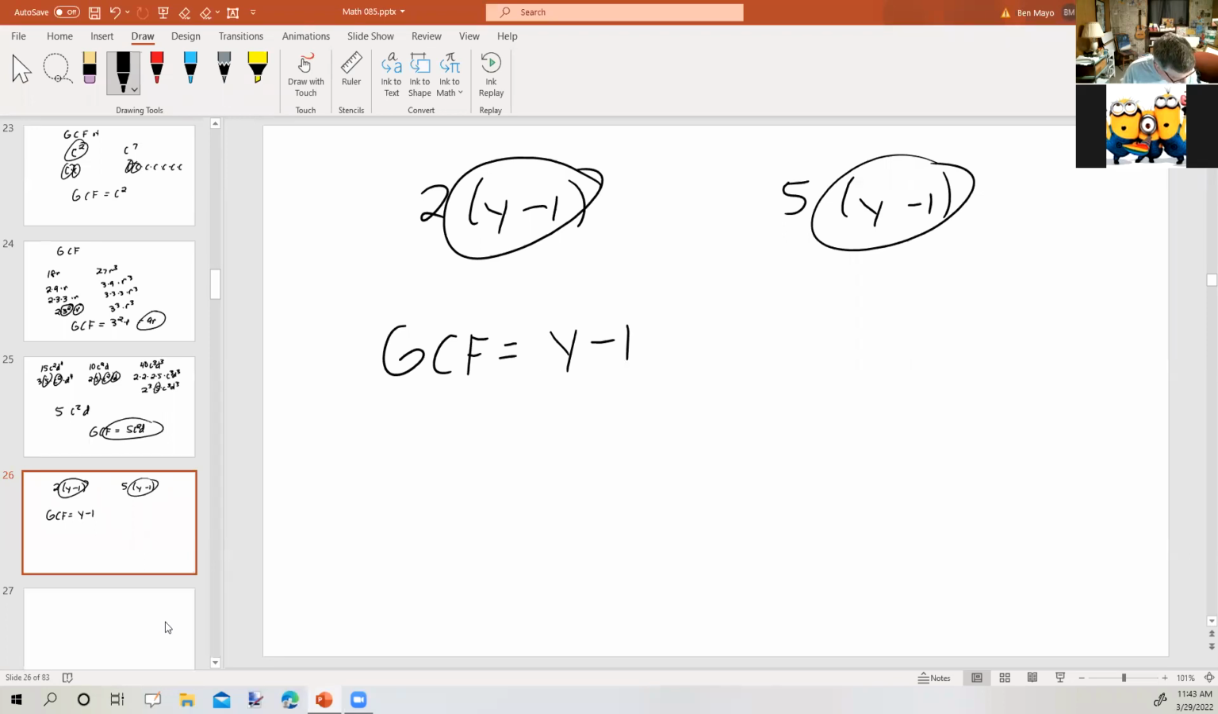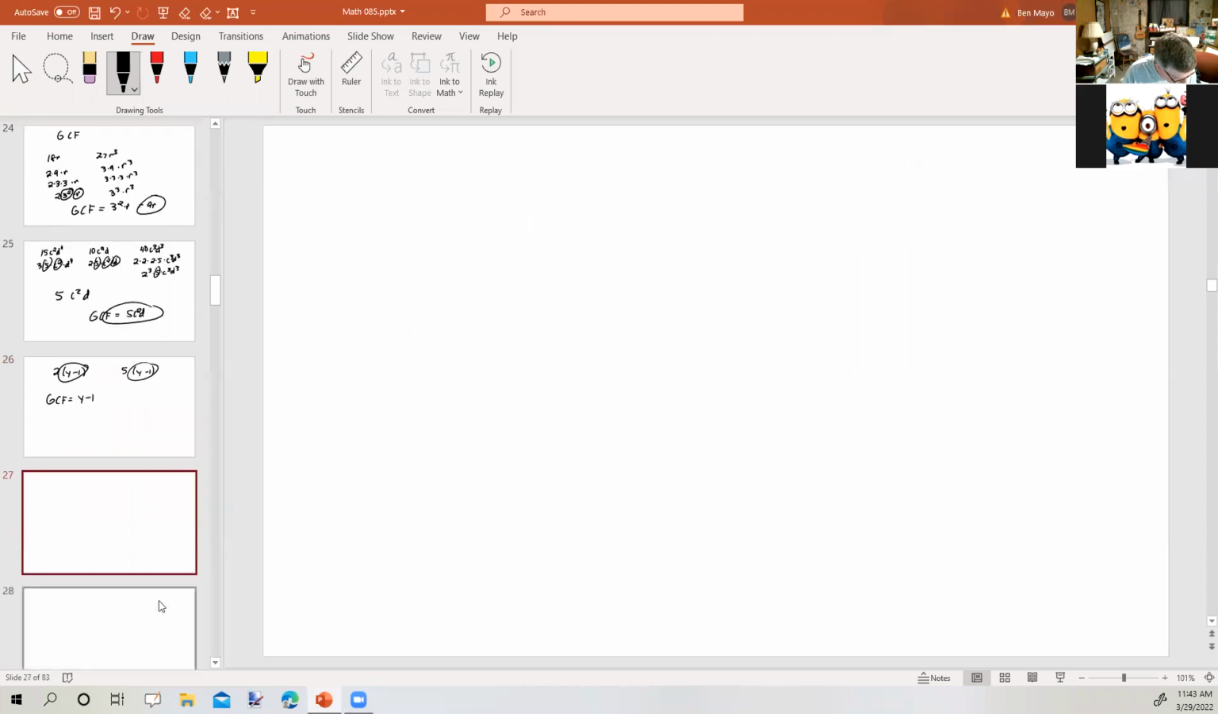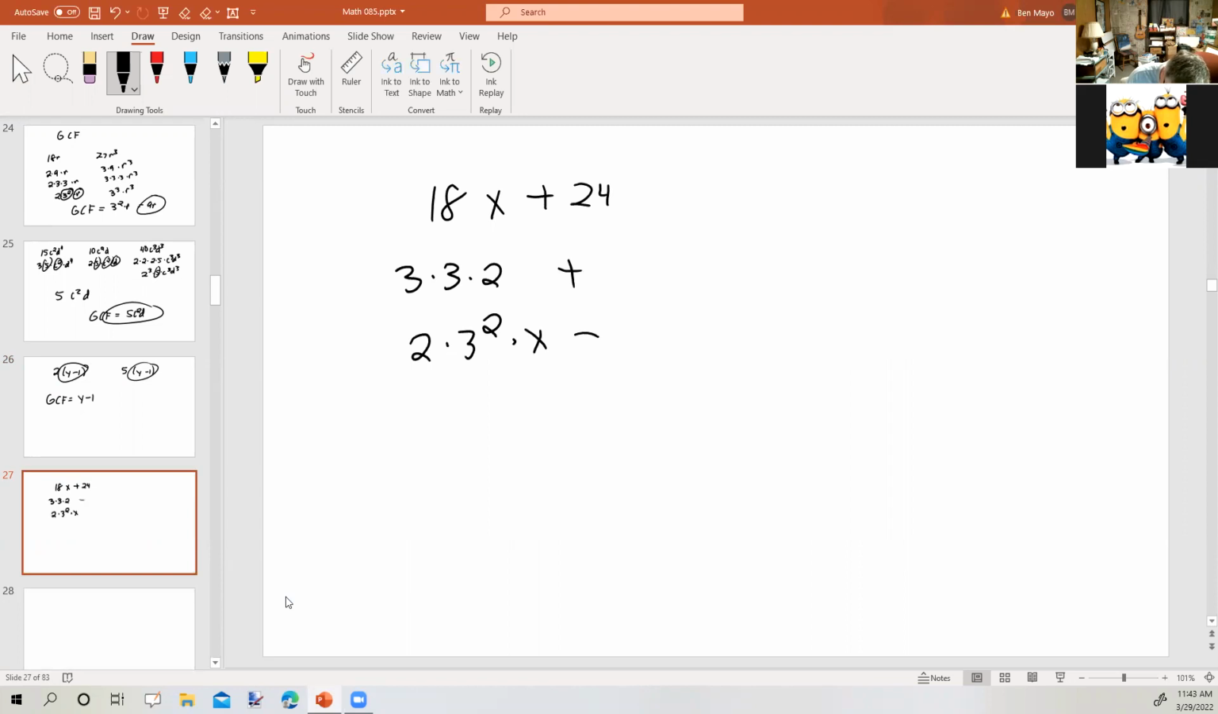Okay. Now, let's take a look at this. It says factor out the GCF. So 18x plus 24. So 18 is, let's see, 2 times 3 squared times x. And then 24 is 2 times 2 times 2 times 3. So 2 times 3 squared times x plus 2 cubed times 3.